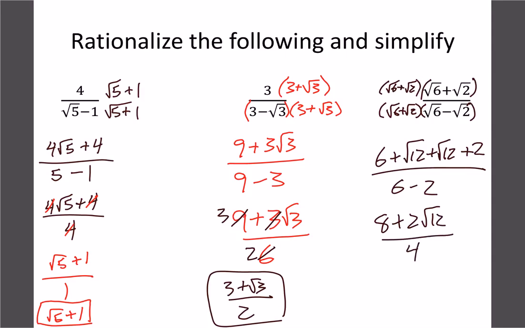So if we simplify the top, we have 8 plus 2 root 12 over 4. And we can even break down our root 12 into root 4 times root 3, and the root 4 is just regular 2. So all of that will simplify to 8 plus 4 root 3 over 4. And let's divide out our 4 again. So we'd get 2, and the other ones would cancel. So we should just get 2 plus root 3 as our final answer.